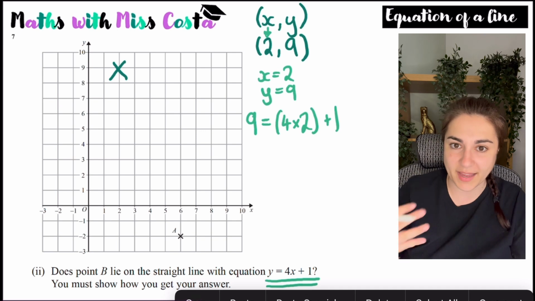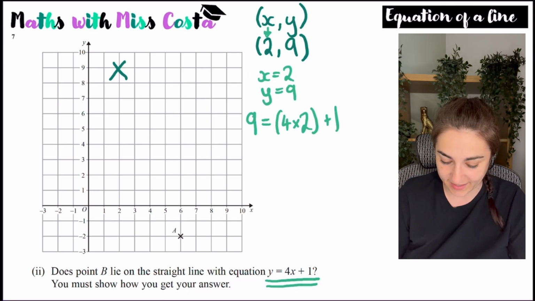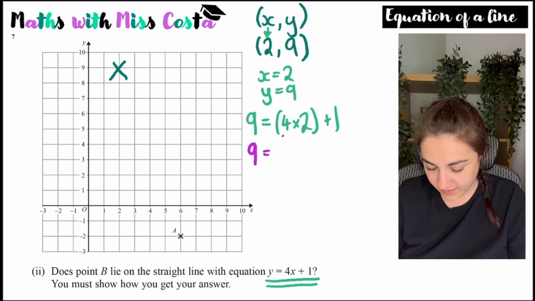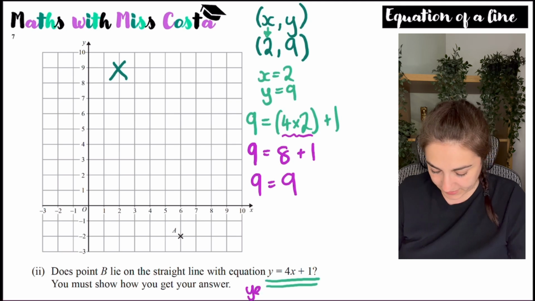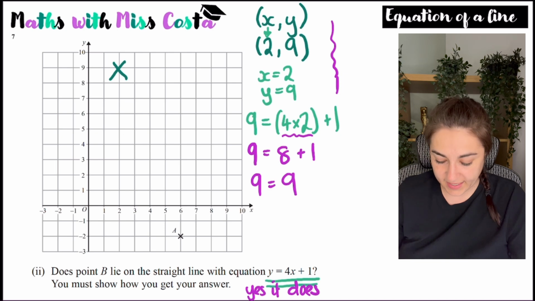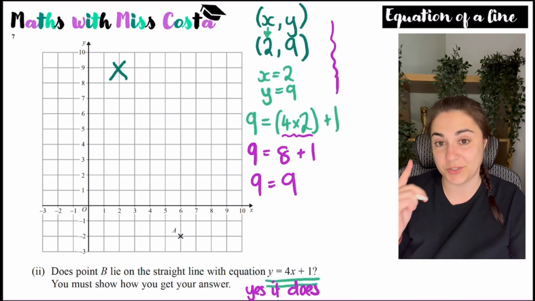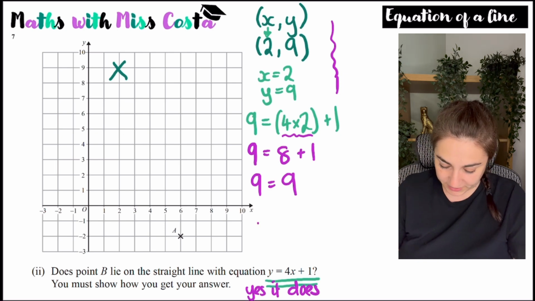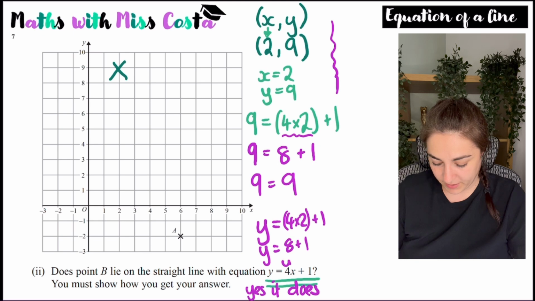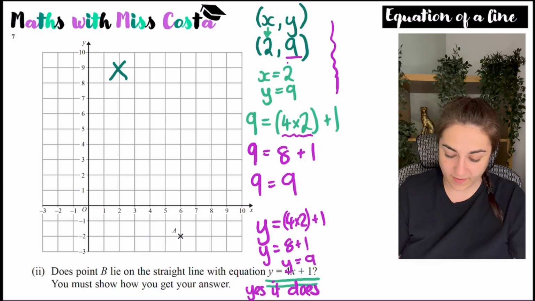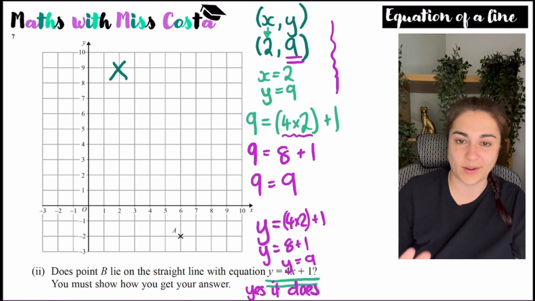Is that correct? If that works, then yes, it does lie on the line. So does 9 equal 4 times 2, which is 8, plus 1? Yes, 9 equals 9. So yes, it does. And the working is obviously all of this. Another thing you could have done is just substituted one coordinate in. So we could have just substituted x in and said y equals 4 times 2 plus 1. So y equals 8 plus 1, y equals 9. And I know the y coordinate is 9, so I could have done it that way too.